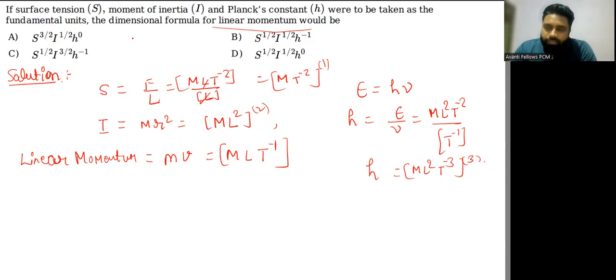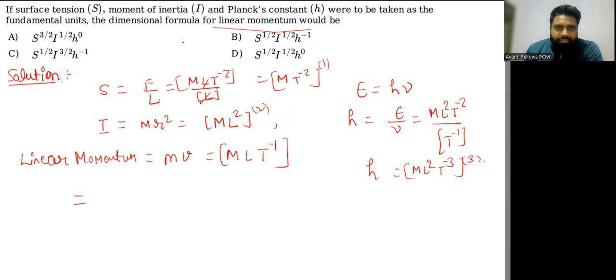H. So one of the approaches you could take is to take one option at a time and calculate the dimension of that. If it matches with the linear momentum dimension, it would be the correct option. Or you will try to do some mathematics and then find the solution. So only two ways are there to solve this question. So you will see.